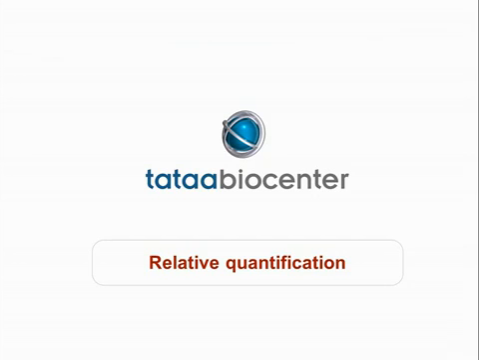The other way of quantifying the amount in samples is called relative quantification. Using this approach, we never determine the absolute amount in a specific sample, but only the ratio of the amount in one sample compared to the amount in another sample. This approach is mainly used in gene expression analysis.